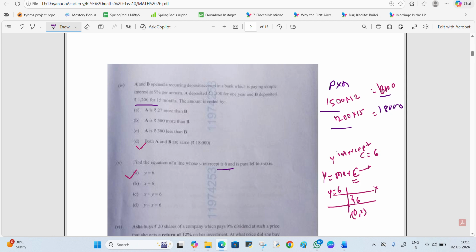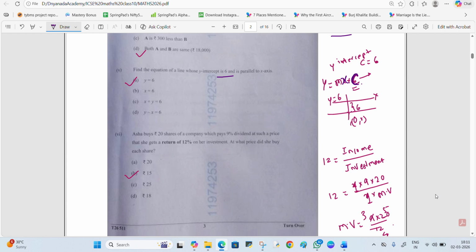Find the equation of a line whose y intercept is 6 and is parallel to the x axis. So parallel to the x axis has the equation y is equal to a constant. Now what is this intercept? y is equal to mx plus c. This y intercept is c. That means this distance is 6. So your answer will be y is equal to 6, because the line is parallel to the x axis.